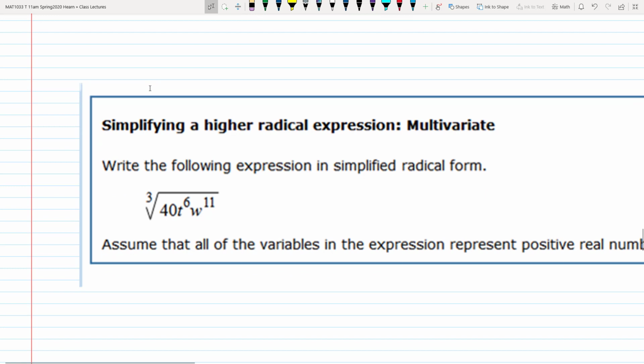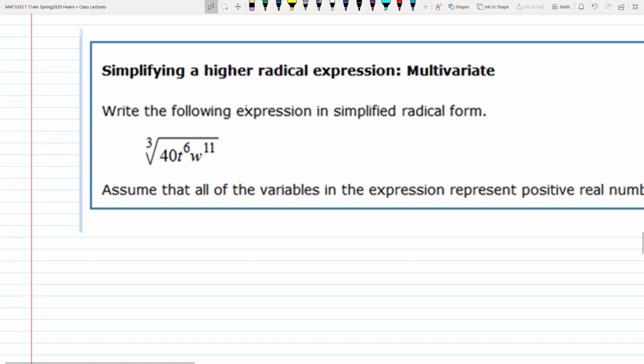Okay, let's look at one more. So we have the cubed root of 40t to the 6th. First thing we need to look at is getting this 40 written as its prime factorization. Remember, primes are numbers like 2, 3, 5, 7, and so on that are divisible only by themselves and 1. The smallest prime is 2.